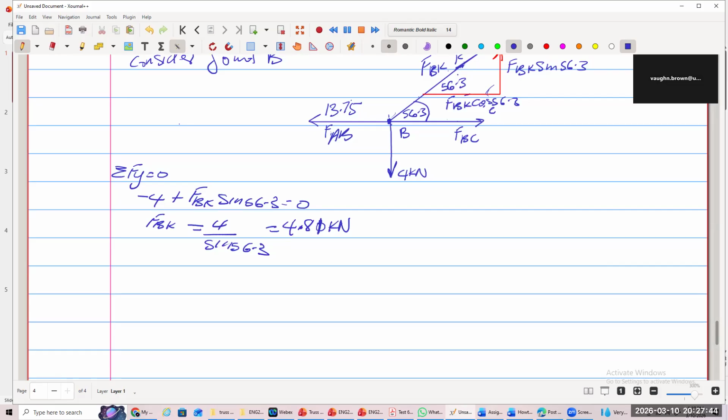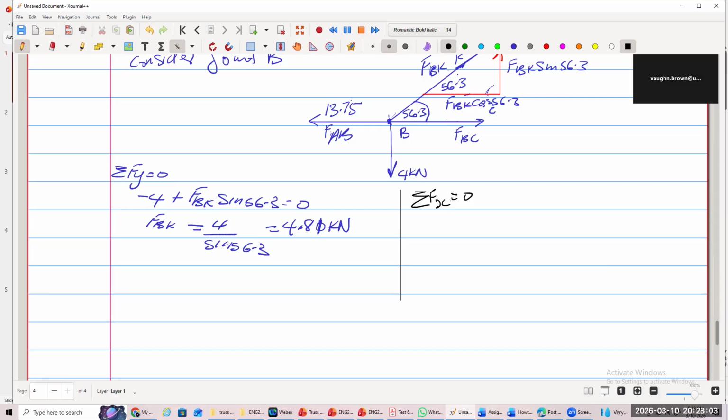Where's my pointer? I can't see this pointer sometimes. But I don't want it too big. So sum of the forces in the y now. Sorry, in the x, pardon me. Let's clean that up.